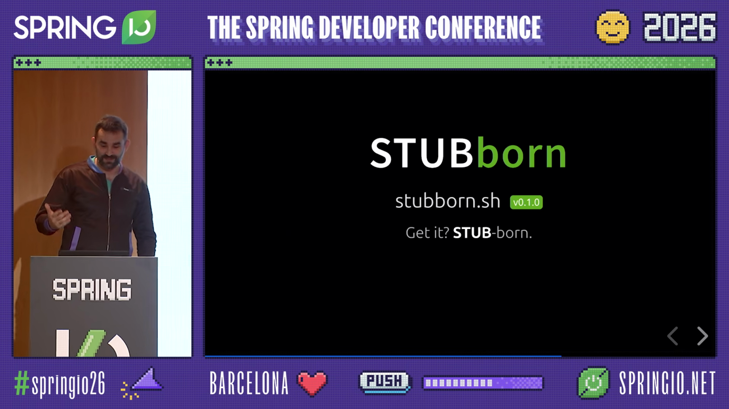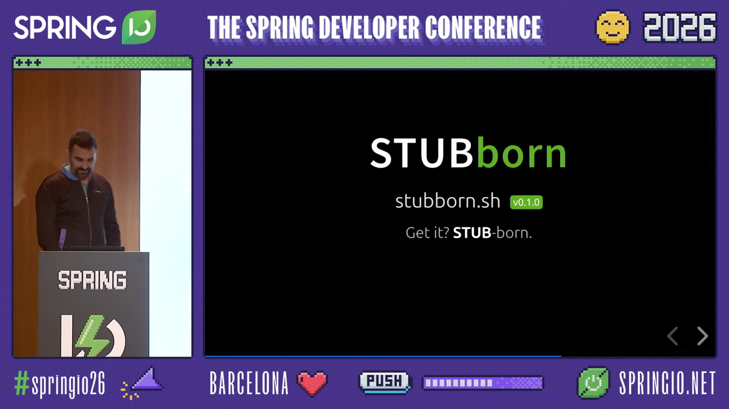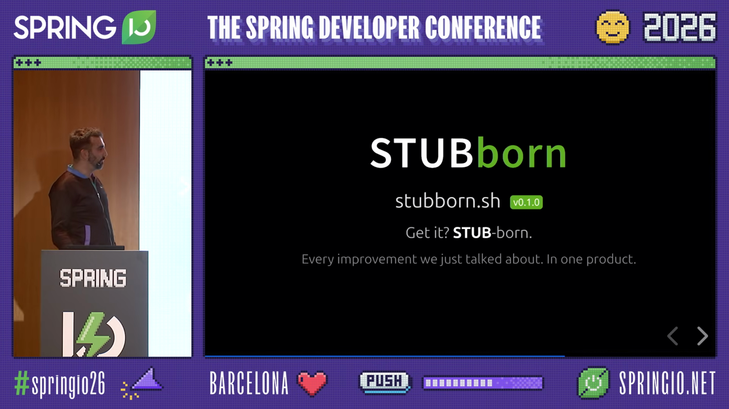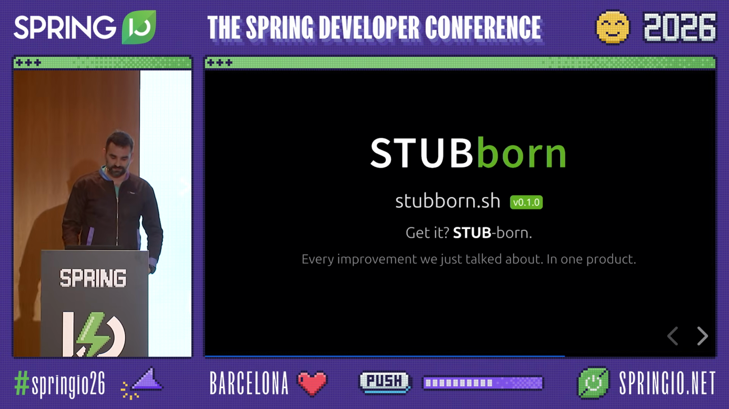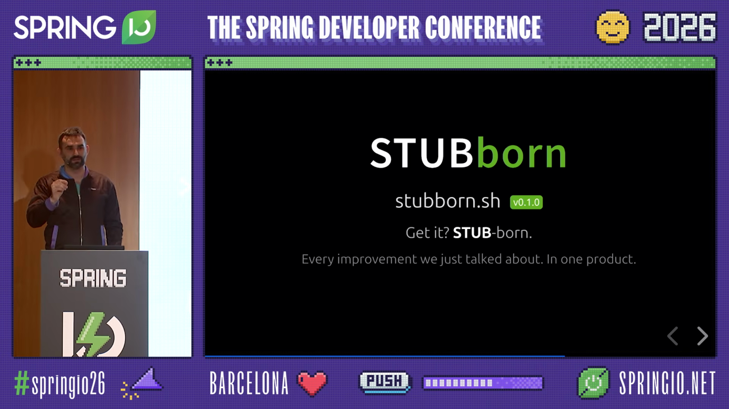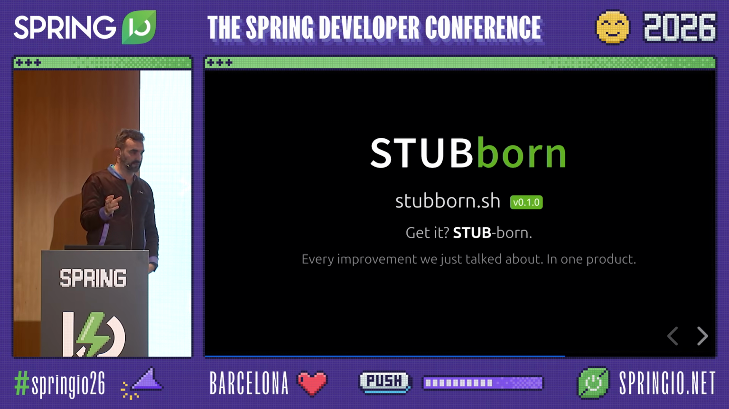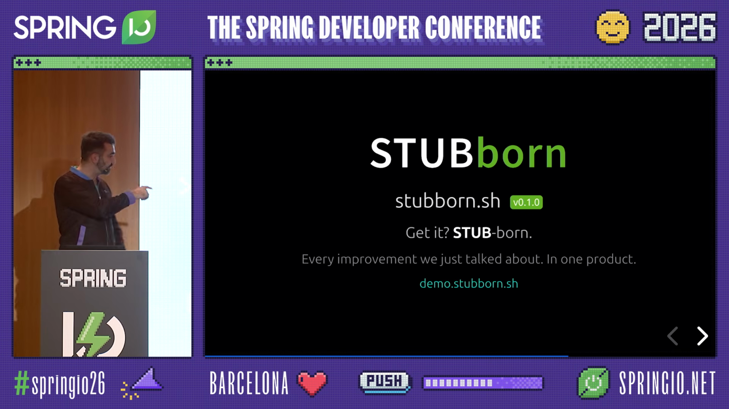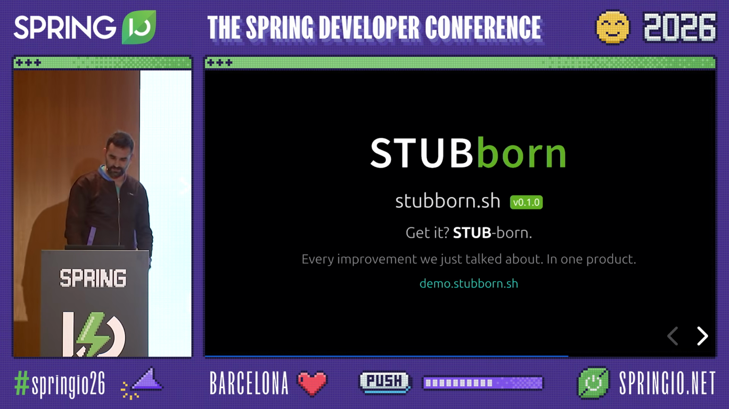So what I did is I created stubborn. Version 0.10 is there. And maybe not every, but most of the improvements, for sure every improvement in terms of the topic is there. In one product. You can go check out demo.stubborn.sh. It's there. Don't break it.